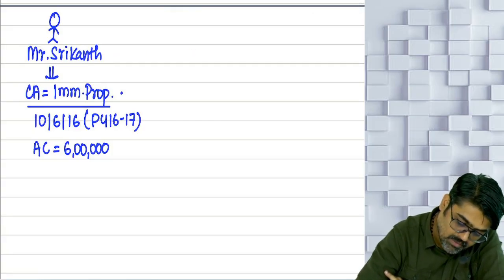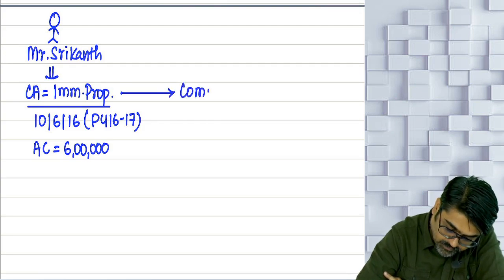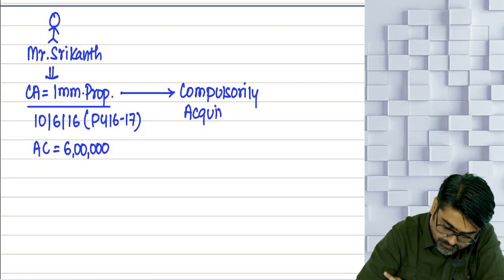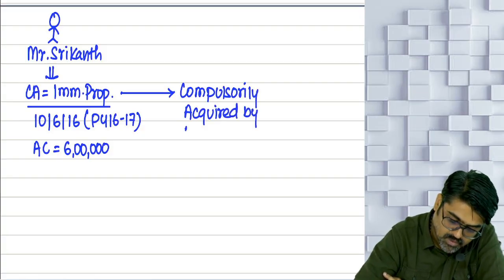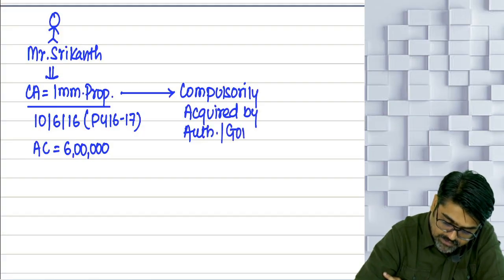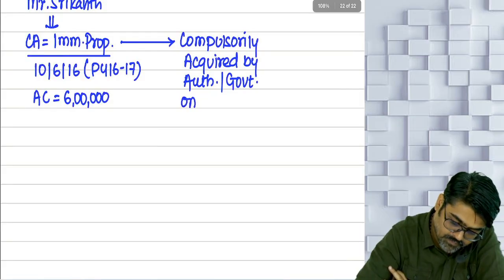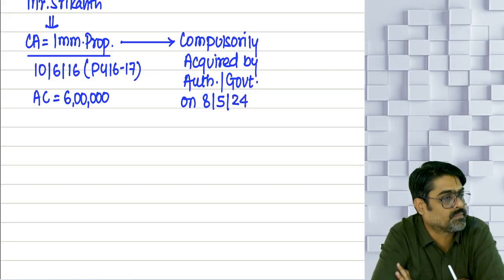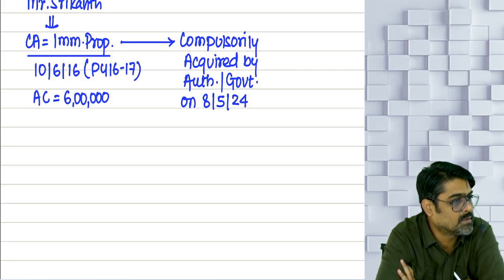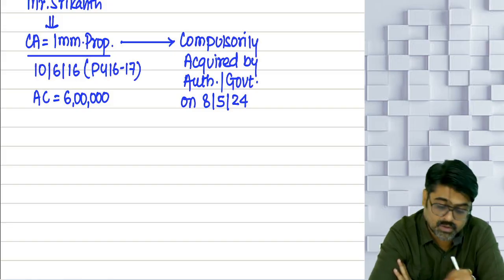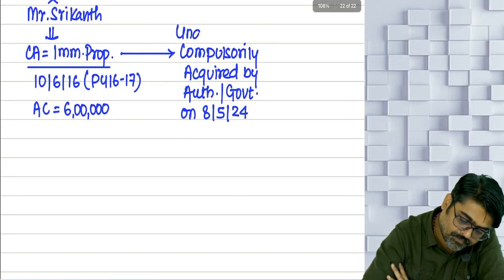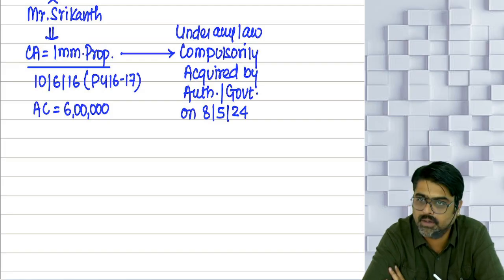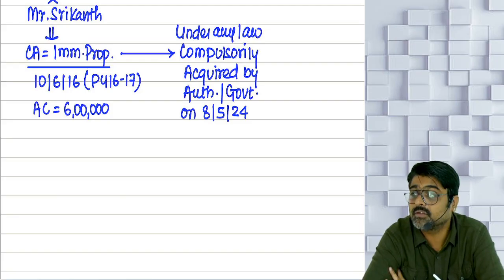Now what happens? This immobile property was compulsorily acquired by authorities or government on 8th of May 2024. Compulsory acquisition under any law. So under any law, this immobile property was compulsorily acquired from him. Authorities came and authorities took away this immobile property from him.